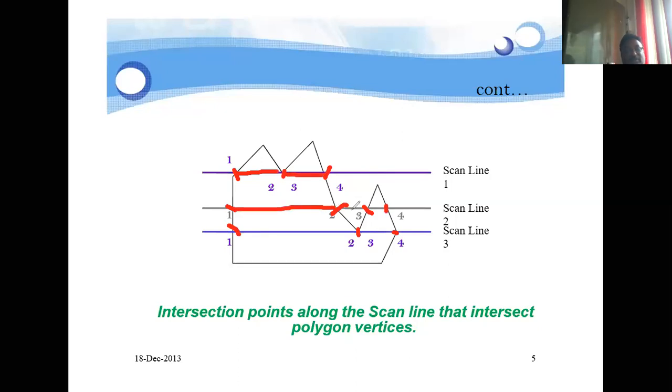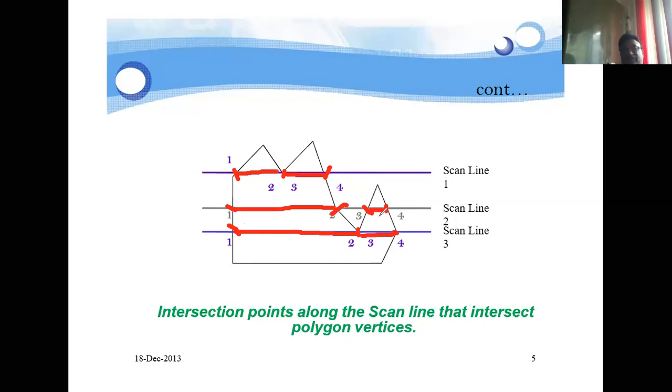Suppose it intersects here, but I have to ignore it, and again I have to draw this intersection. Again I have to draw this much line, again this much line. So this is the way you can draw the line, but how? With the intersection point. So here the intersection point is very important.